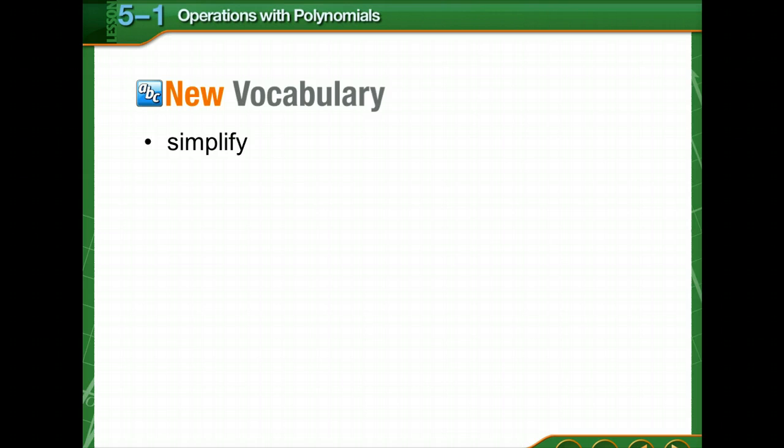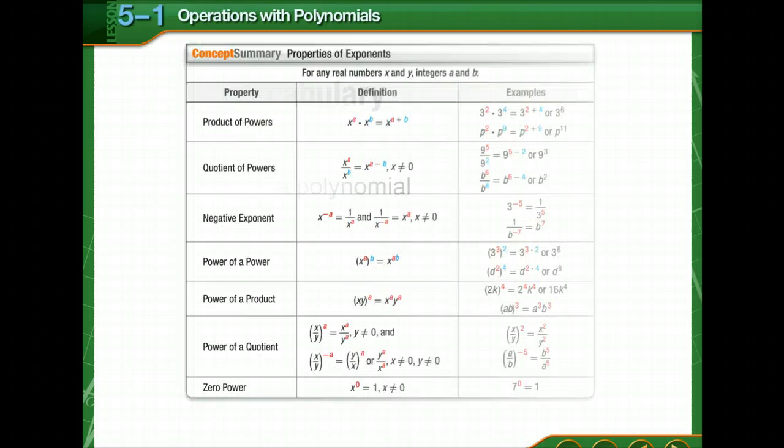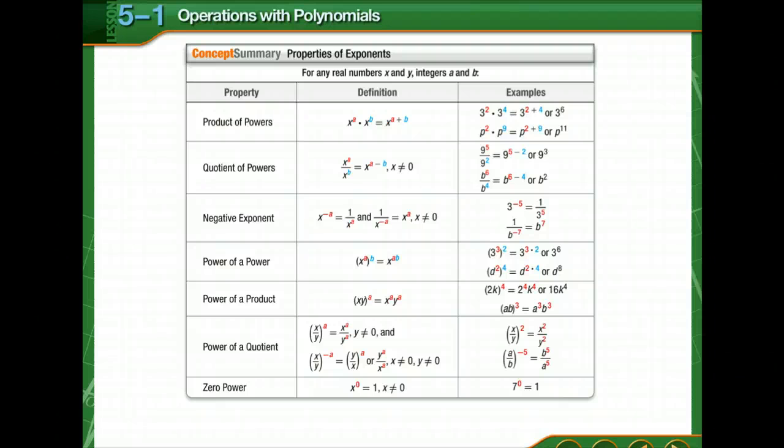New vocabulary for today: simplify and degree of a polynomial. To simplify an expression containing powers means to rewrite the expression without parentheses or negative exponents. Negative exponents are a way of expressing the multiplicative inverse of a number. This table summarizes the properties of exponents. If I was you, I'd pause and put this information into your notes. It'll be handy when you get ready to do the exercises.